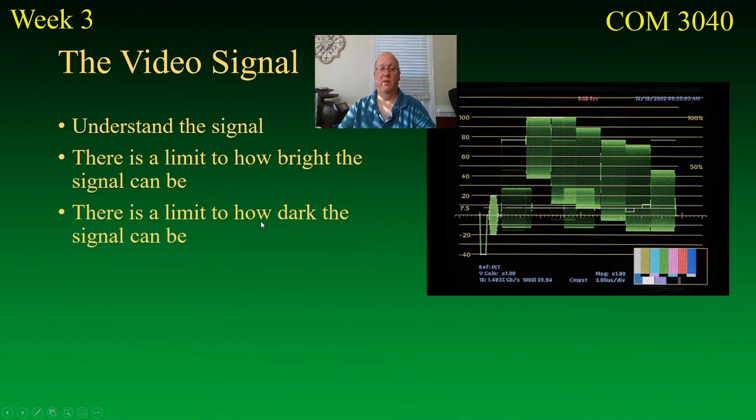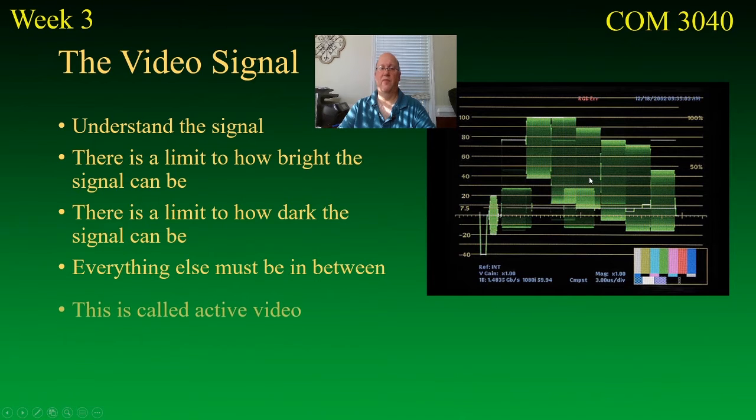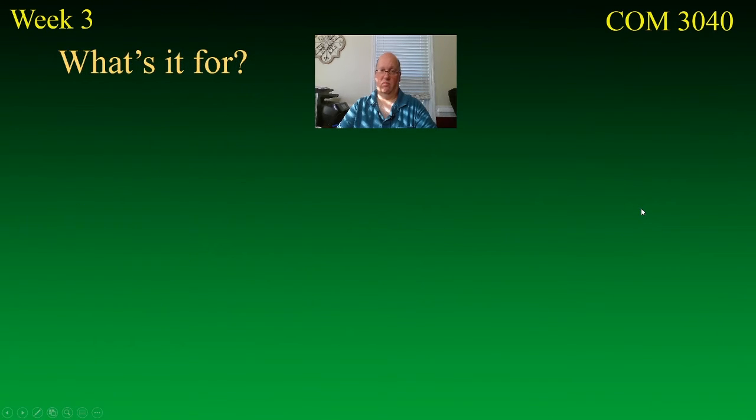And just as I say, there's a limit to how dark the signal can be. Everything else must be in between. These are all your grays, all your colors. And the waveform monitor doesn't really care about colors. It cares about tonal values. And so we can interpret these colors differently. And this is called active video. Now, if there's a flat line here, that's no video at all. And if there is simply a black line at 7.5, that would be a blank screen.